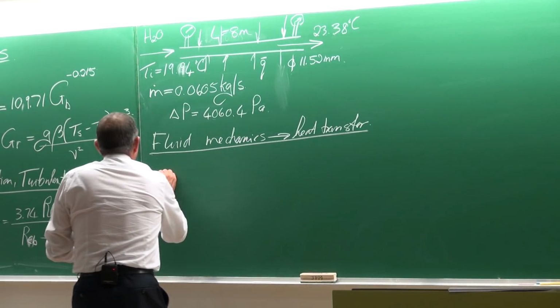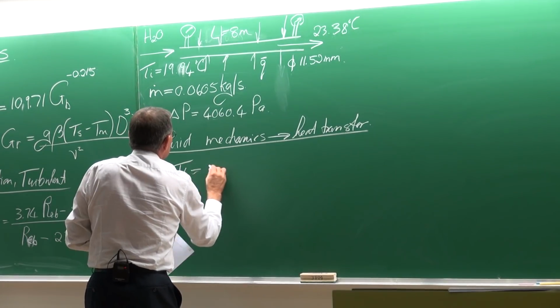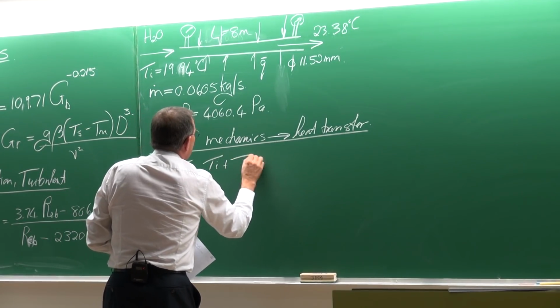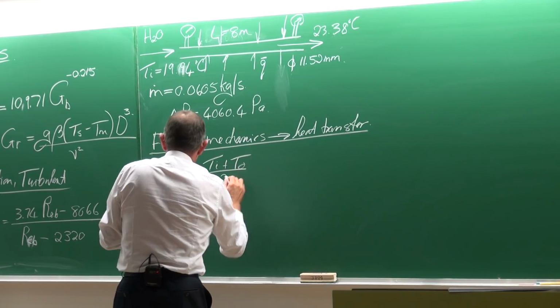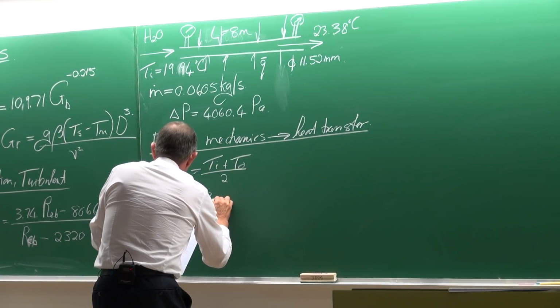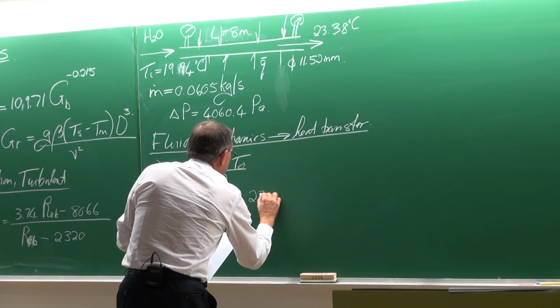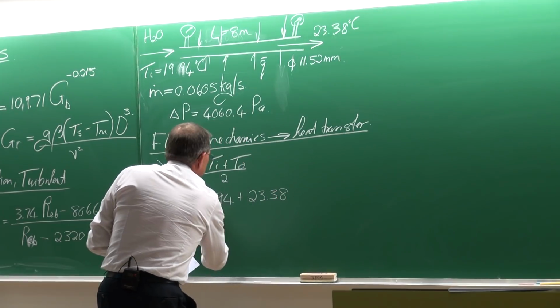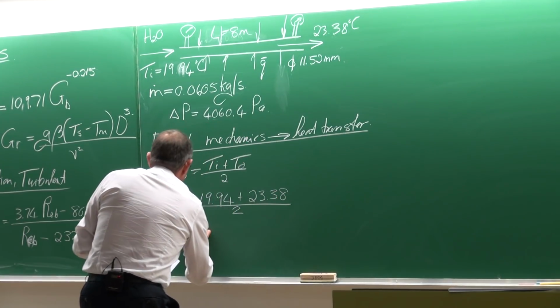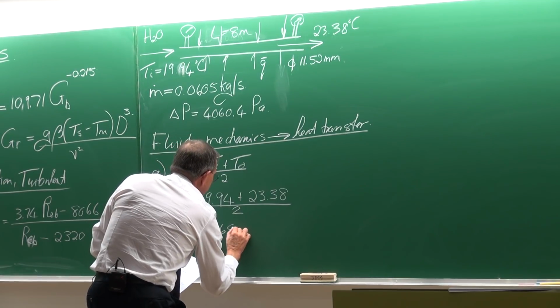Okay, so let's do it more correctly. The bulk temperature is the inlet temperature plus the outlet temperature divided by 2. The inlet temperature was 19.94, the outlet temperature 23.38, divided by 2, and that is equal to 21.68 degrees Celsius.